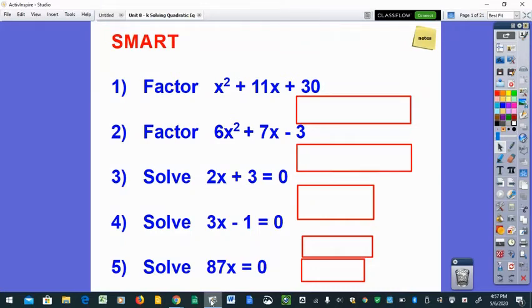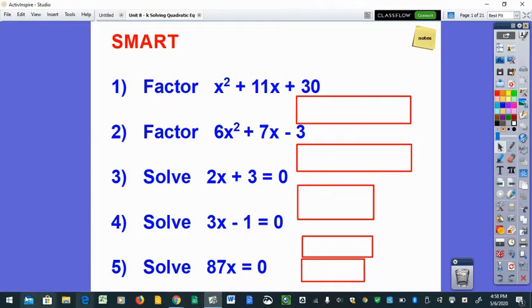Okay, everyone, let's start today with a little bit of review that's going to help us as we go forward in our new material. So I'd love for you to take out a piece of paper. These would be our SMART problems if we were in class. And I'm asking you to factor the two quadratic trinomials in 1 and 2.